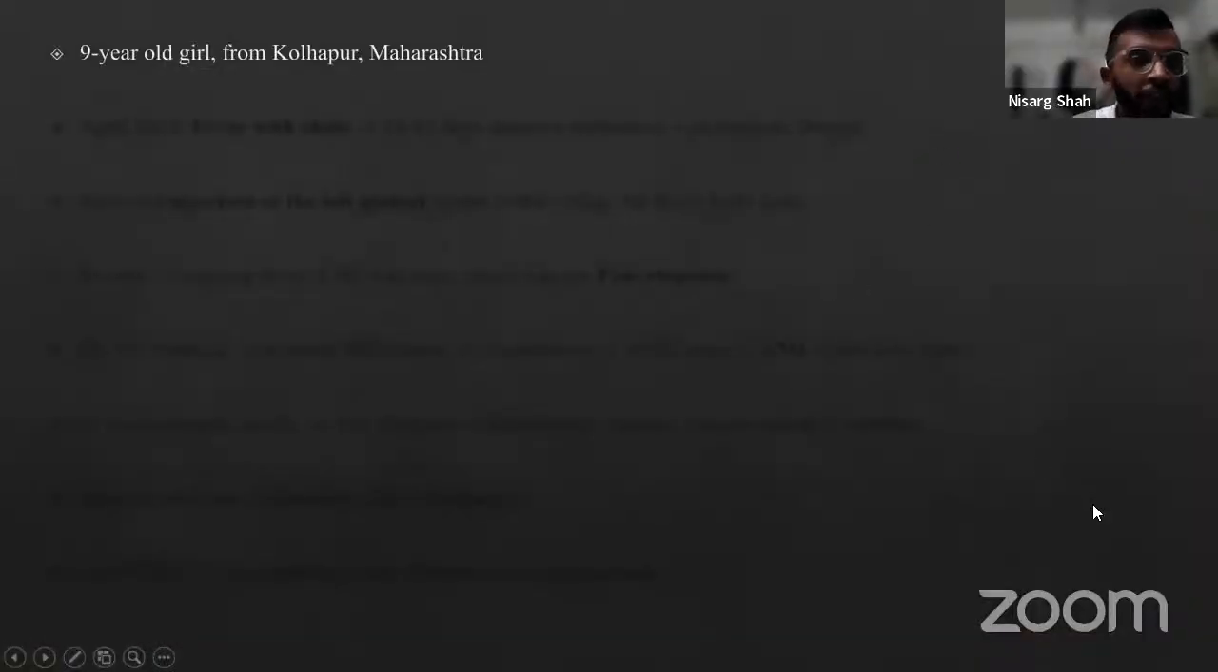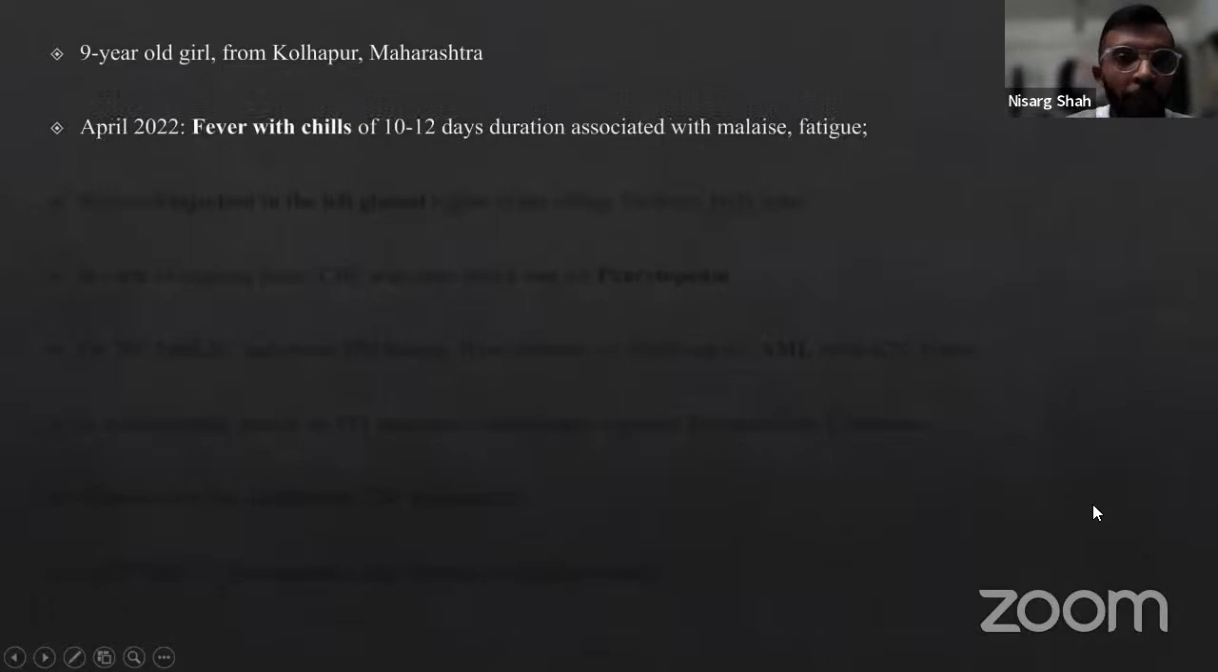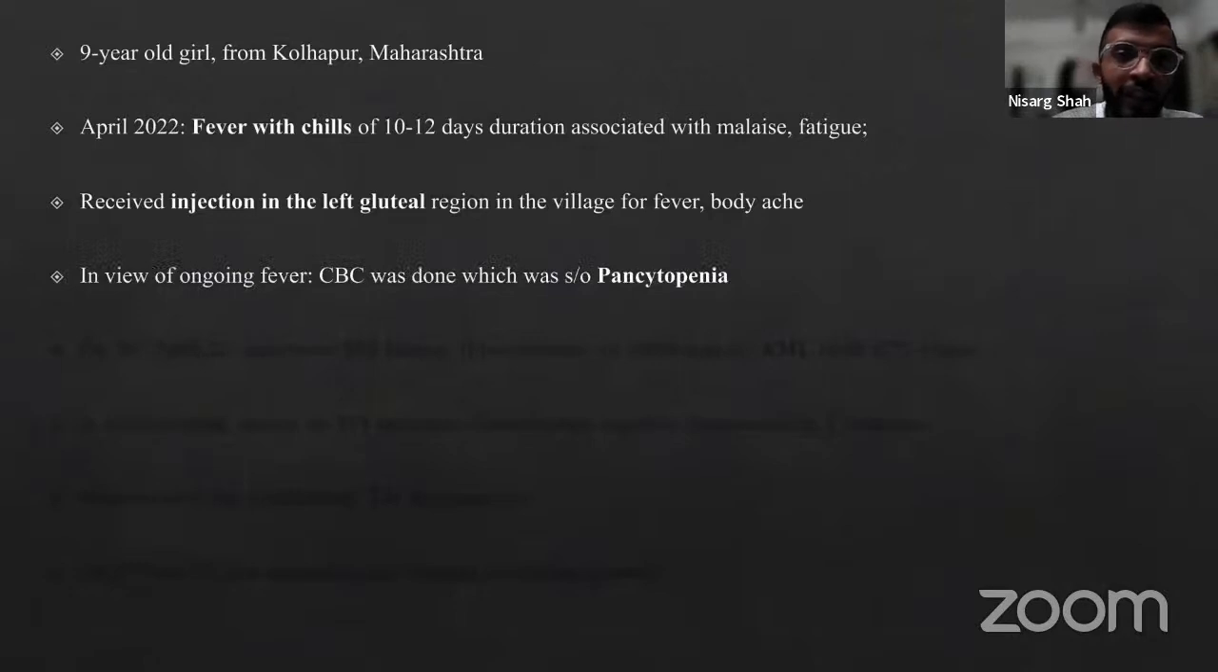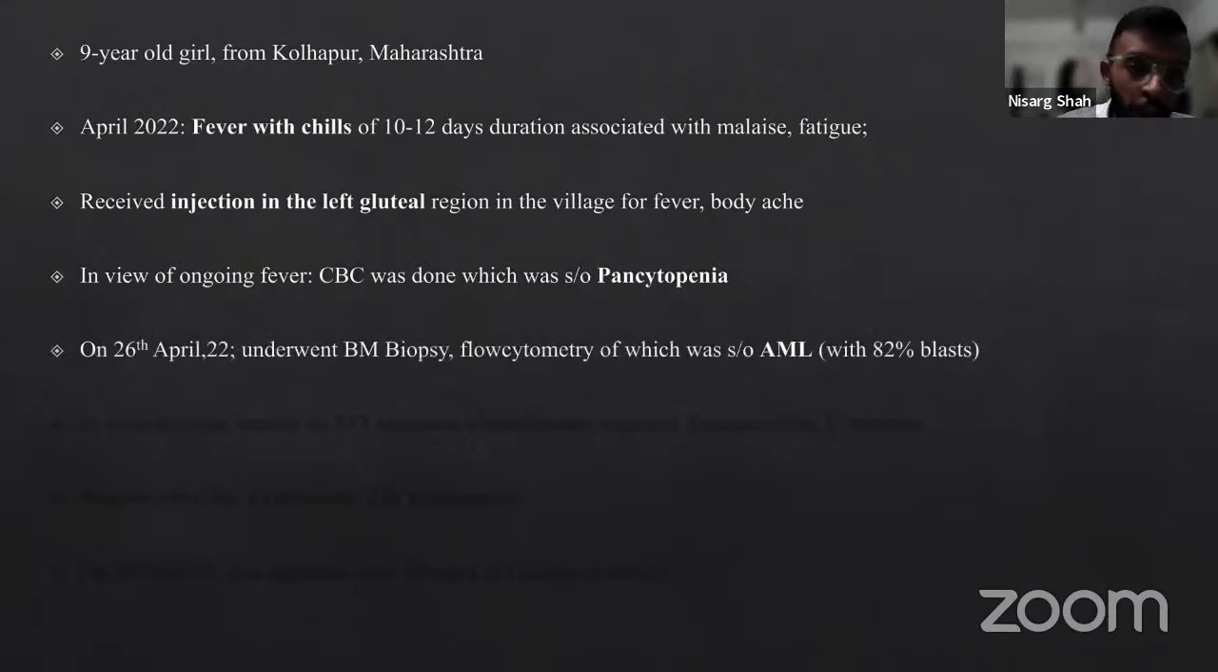So I'm presenting this case of a 9-year-old girl hailing from Kolhapur, Maharashtra, who started spiking fever with chills in April 2022, which was associated with malaise and fatigue. She received an intramuscular injection in the left gluteal region in the village for ongoing fever and body ache. Because of the ongoing fever, someone advised a complete blood count, which was suggestive of pancytopenia. On 26th of April, she underwent bone marrow biopsy, which was suggestive of AML.